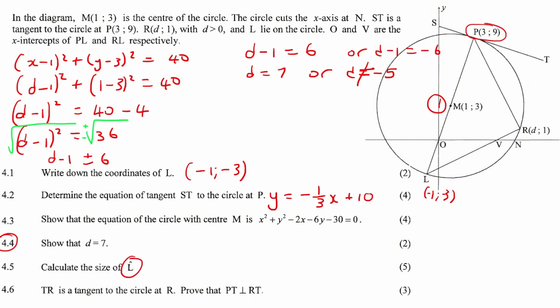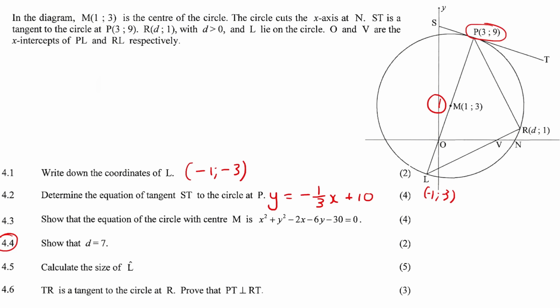Calculate the size of angle L. So that's this angle over here, and it's for 5 marks. Pretty straightforward what we can do, guys. Let me give you the basics of how this works. It's all got to do with angle of inclination. We already know the gradient of this line. Remember, we worked that out earlier.